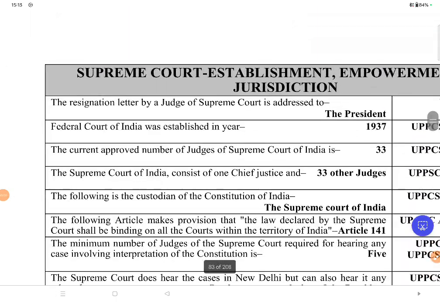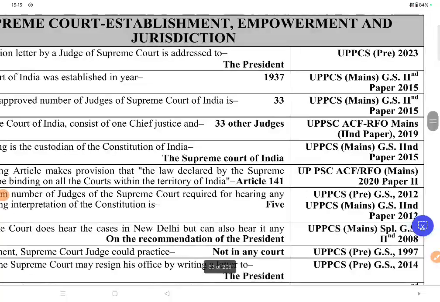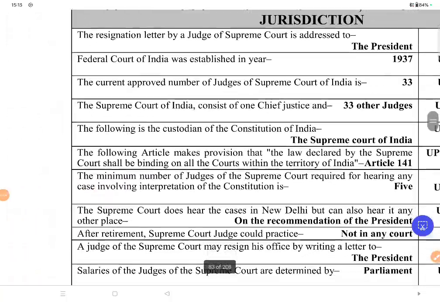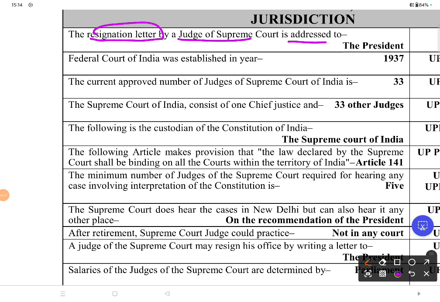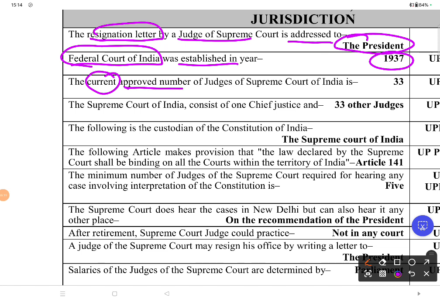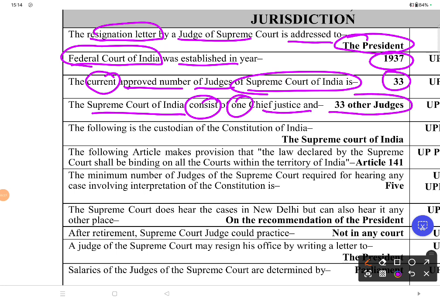Move on to the next chapter, that is Supreme Court establishment, empowerment and jurisdiction. The resignation letter by a judge of the Supreme Court is addressed to the President. The Federal Court of India was established in the year 1937. The current approved number of judges of the Supreme Court of India is 33. The Supreme Court of India consists of 1 Chief Justice and 33 other judges.